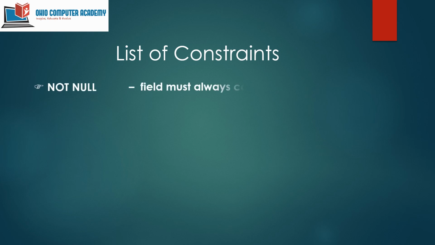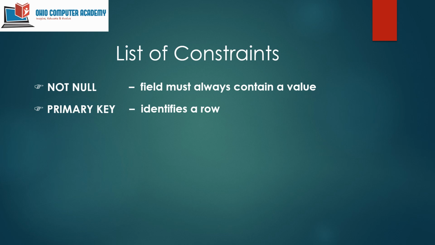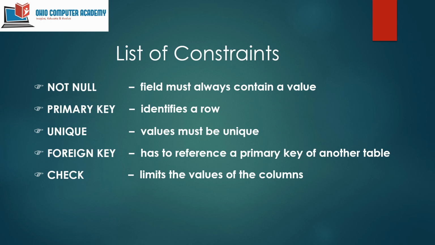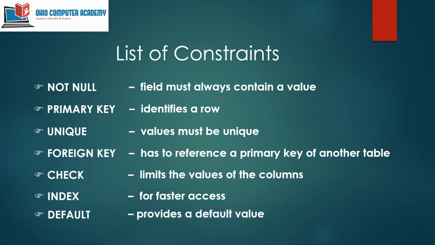Not null. This constraint ensures that the column cannot accept null values. Primary key. This enforces a column to uniquely identify a row in the table. Unique specifies that values in that column must be unique. Foreign key. Values in the column must correspond to values in a referenced primary key of another table. Check specifies rules for values in the column, say, to limit the range of values that can be placed in that column. Index. An index is created on a column for faster data access. Default. This provides a default value to a column when there is no value provided while inserting a record into a table.